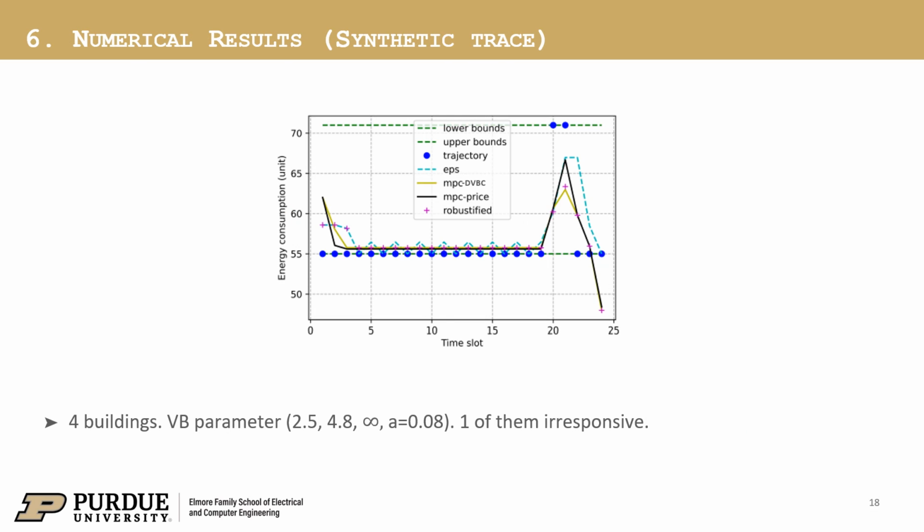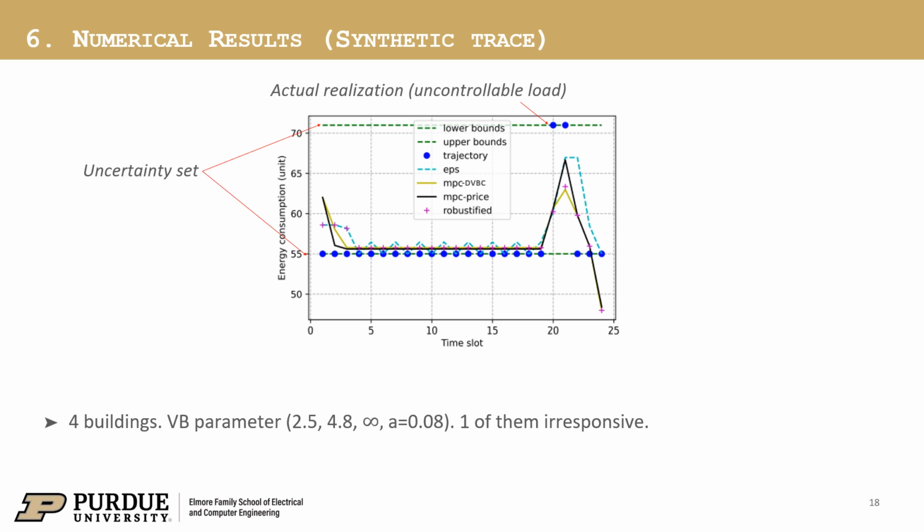We use both synthetic and realistic traces to test our algorithm. For synthetic ones, suppose there are 4 buildings, and one of them is unresponsive in the sense that it sticks to its baseload consumption. This figure shows a scenario where the peak occurs near the end of the time horizon. Here, the x-axis denotes the time slot, and the y-axis denotes the energy consumption. The uncertainty set is shown by these 2 green dashed lines here. The actualization is all those blue dots.